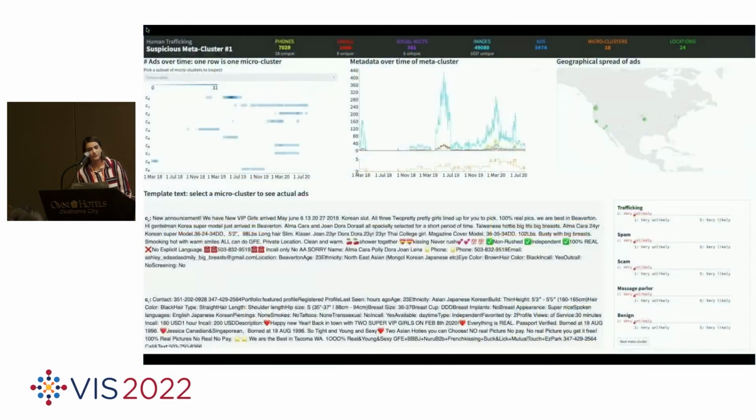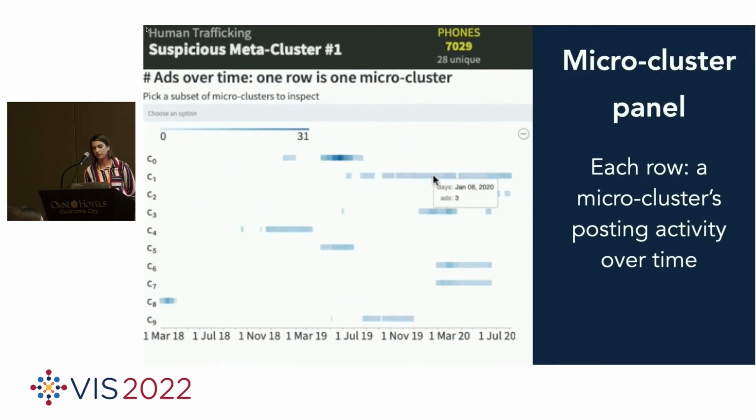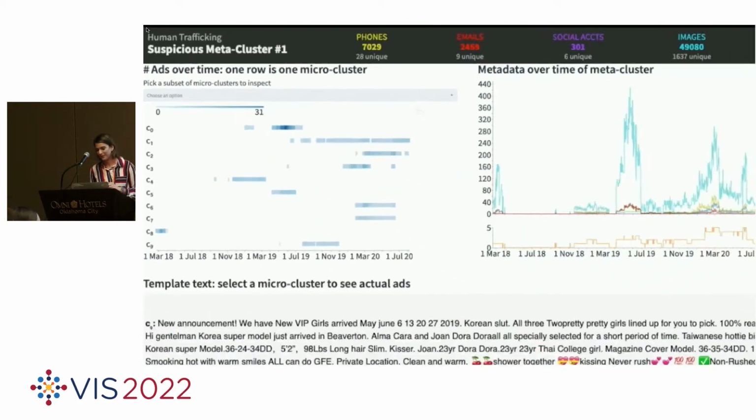So without further ado, this is what TrafficViz actually looks like. There are 5 main panels to look at. The first of which is the microcluster panel. Here the horizontal axis represents time, and each row represents a microcluster within the metacluster being visualized. We're showing the posting activity, where a darker color means more ads were posted on that day. There's also a drop-down where they can pick a subset of microclusters to inspect, which we'll get back to in a second, just remember it's there.